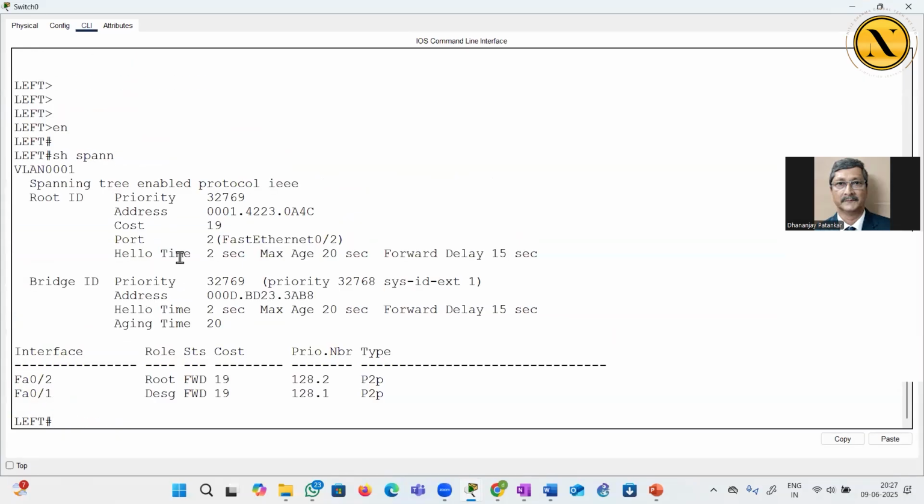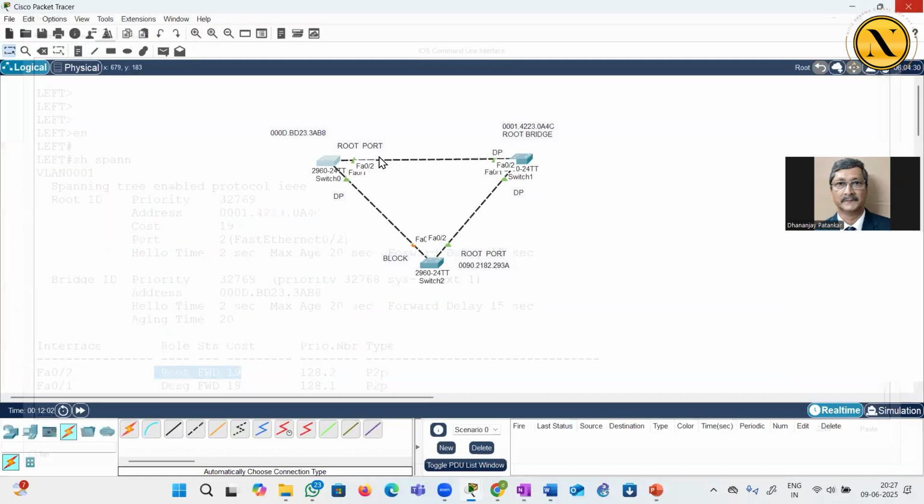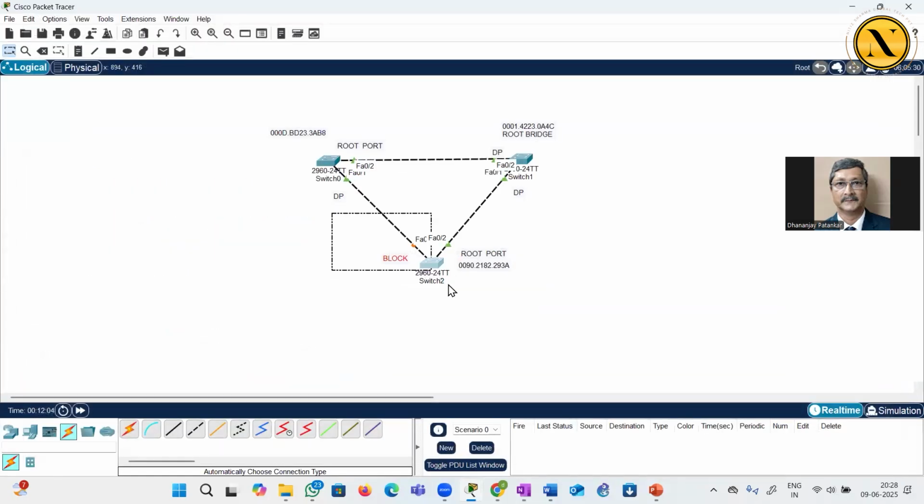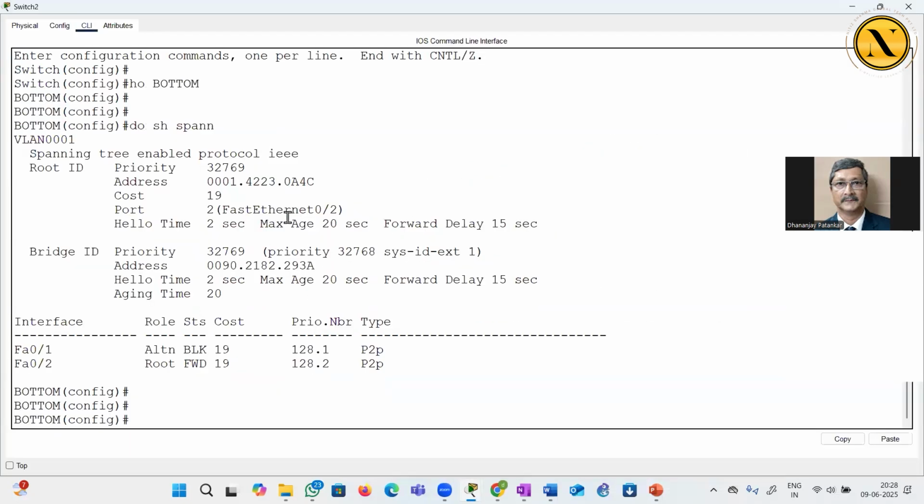So I reached the root bridge from the second port, which is a root port, in cost 19. Done. And here, the second port should be the root port and the first port should be blocked. Check. Second port is the root port and the first port is blocked. It's known as an alternate port. In STP, it was known as a non-designated port.